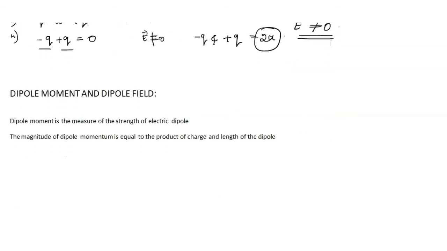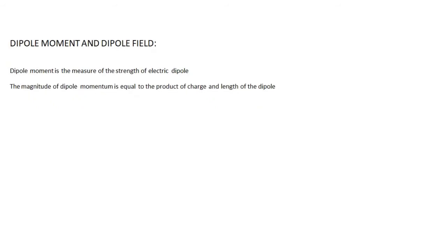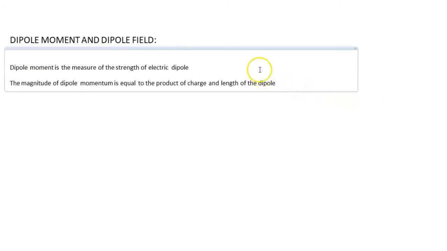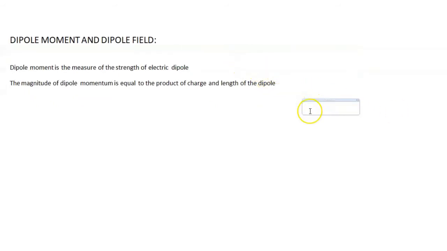Then we move on to the next topic, that is dipole moment and dipole field. Dipole moment is the measure of the strength of the electric dipole. The dipole moment of an electric dipole is a vector whose magnitude is equal to the product of either charge and the length of the dipole.